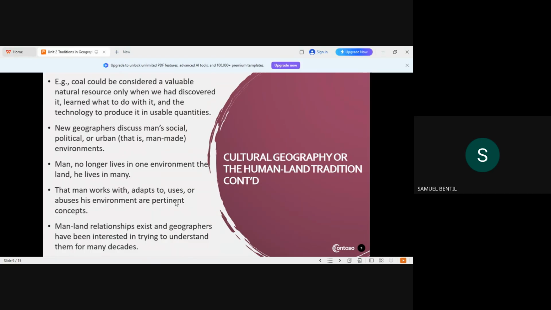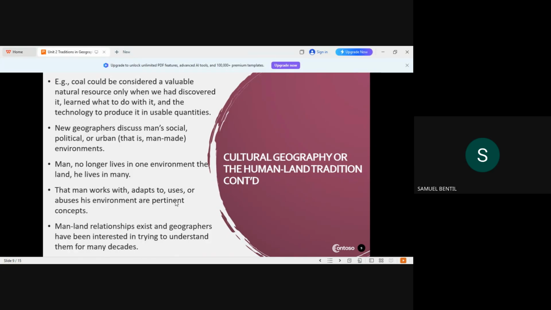Now there are these political dimensions of our human institutions. We have geopolitics all around, causing a whole lot of issues. This Ukraine, Russia is a pure geopolitical issue. Israel, Gaza, geopolitical issues and their allies. That's why new geographers also discuss man's social, political, or urban, that is, things that are man-made towards the environment.